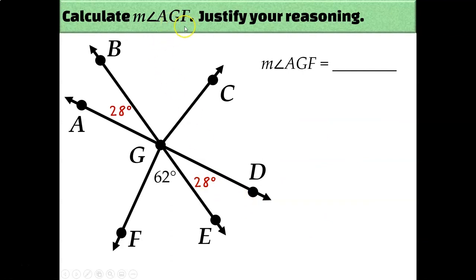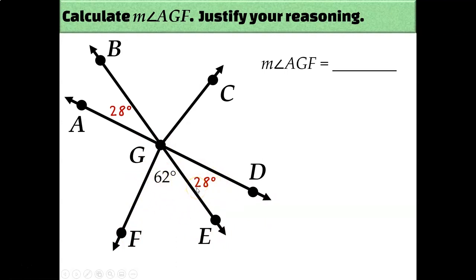Okay, so what's the measure of angle AGF? AGF is this one right here. Well, it forms a linear pair with angle FGD, right? Because this is a straight line, or you can think about it as GD and GA are opposite rays. And angle AGF that we're trying to calculate shares side GF with angle FGD, which we could figure out the measure of angle FGD by just adding those two together.